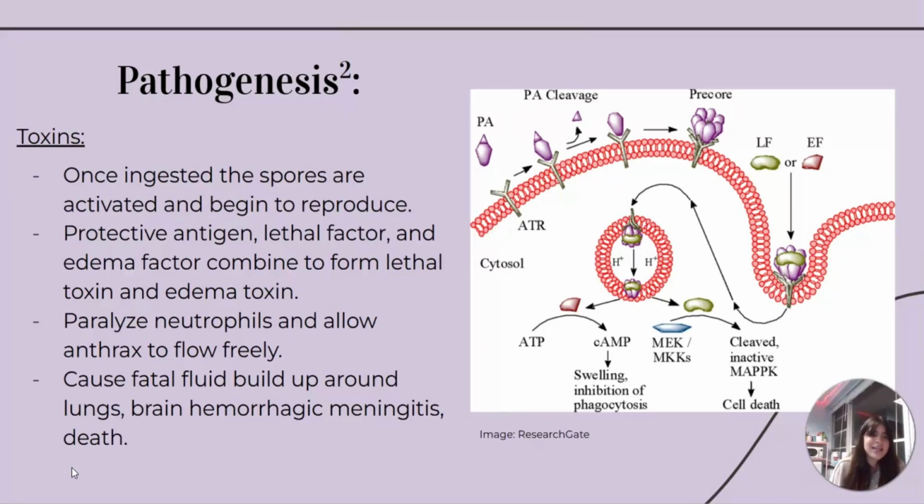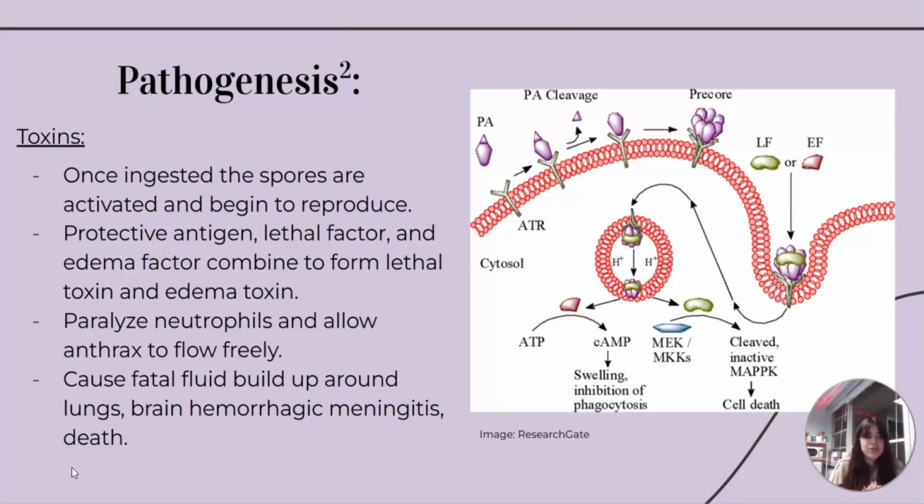So once ingested, again, the spores are activated and they begin to reproduce. They produce protective antigen, lethal factor, and edema factor, which combine to form lethal toxin and edema toxin. So as we can see, the protective antigen binds to receptors on cells, and once that happens, either lethal factor or edema factor will join to form either lethal toxin or edema toxin, respectively.